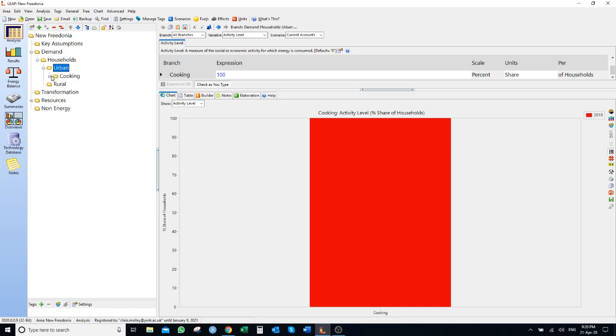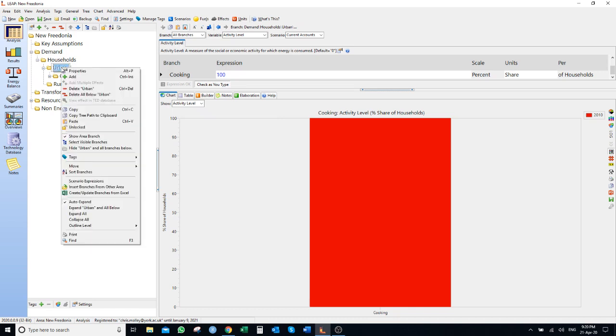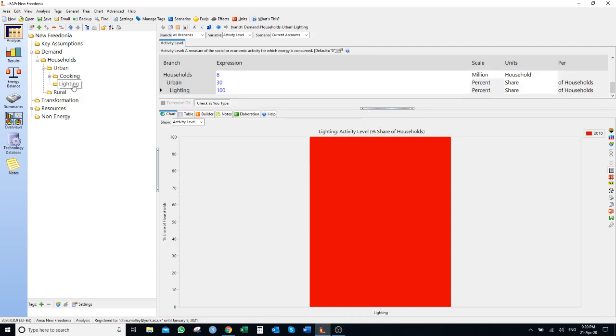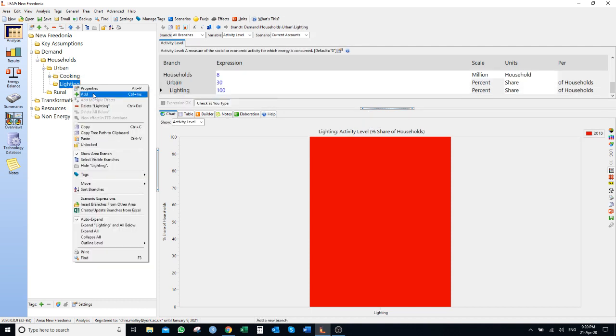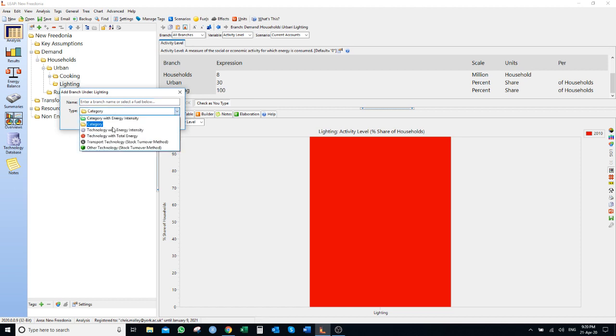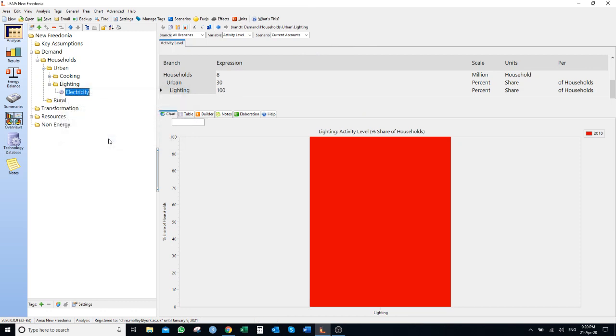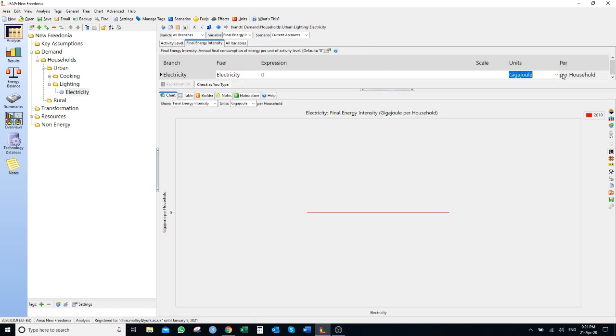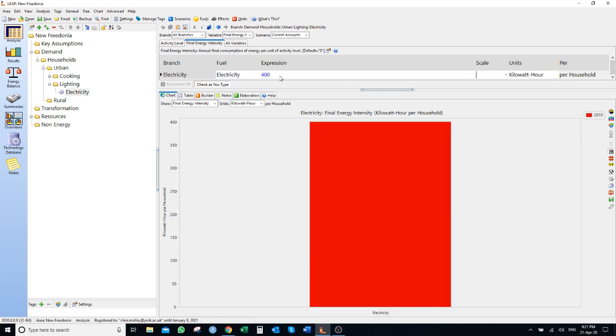Now it tells me that urban areas all use electricity for lighting. So I've got another activity here, lighting. And I have electricity as the technology, as the fuel that is used. So they all use electricity, and they consume 400 kilowatt hours per year in 2010.